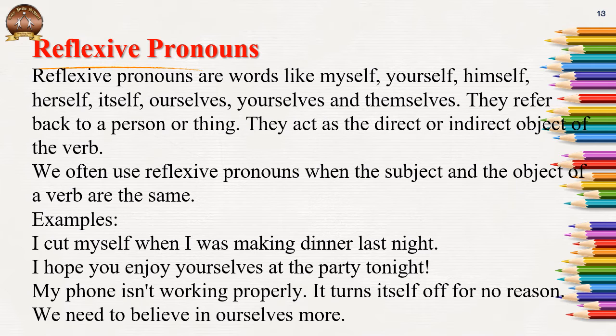Examples: I cut myself when I was making dinner last night. Now, I is the subject, cut is the verb, and myself is the object of the verb cut. I hope you enjoy yourselves at the party tonight. My phone isn't working properly. It turns itself off for no reason. We need to believe in ourselves more. Everywhere they are working either as a direct or an indirect object of the verb.